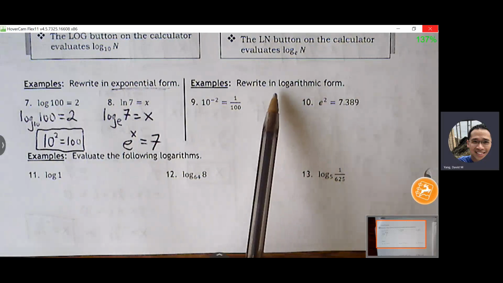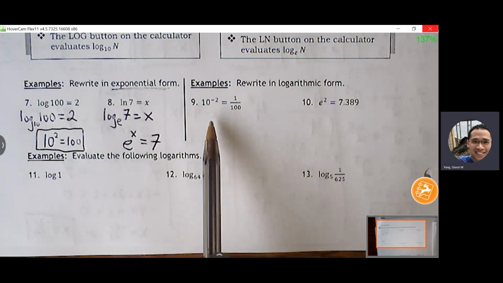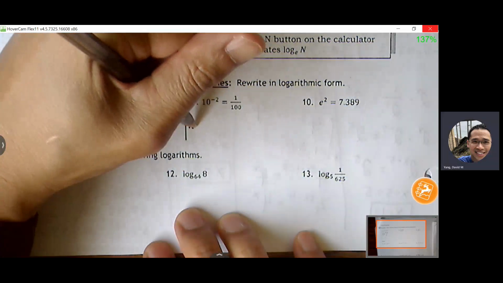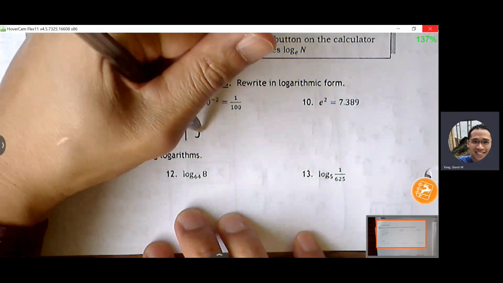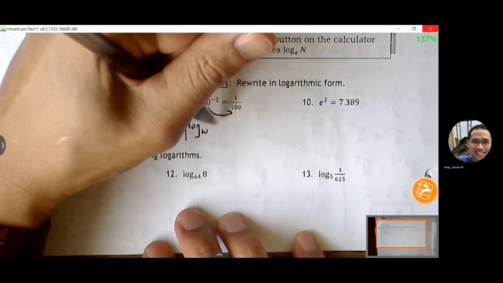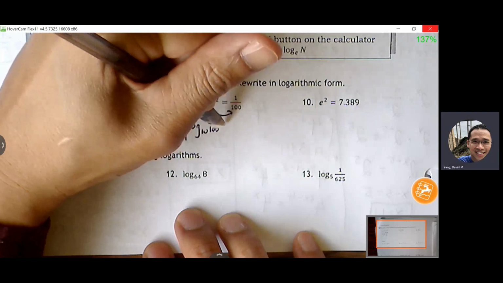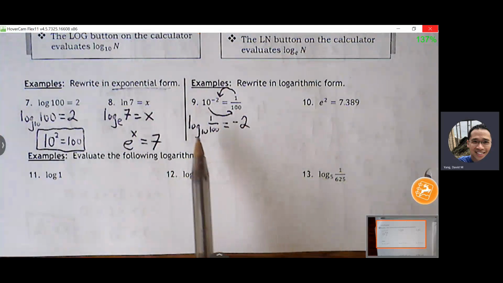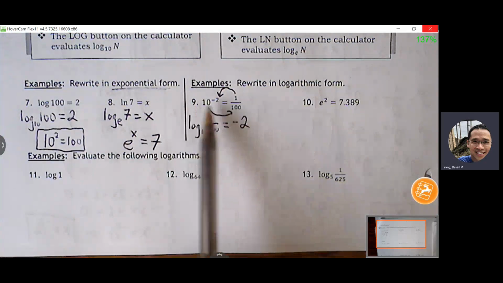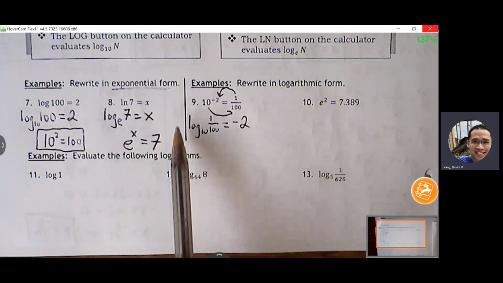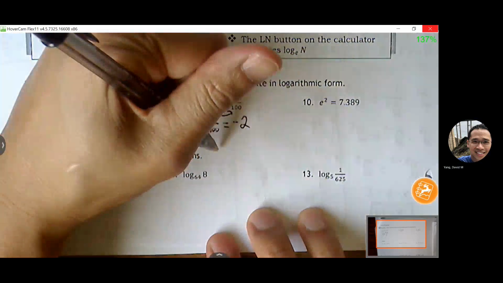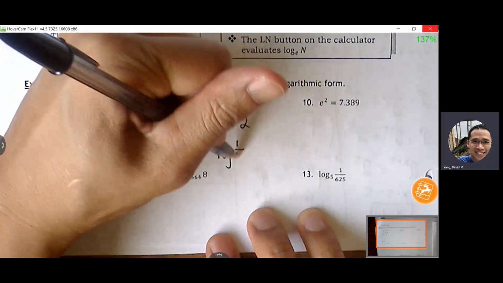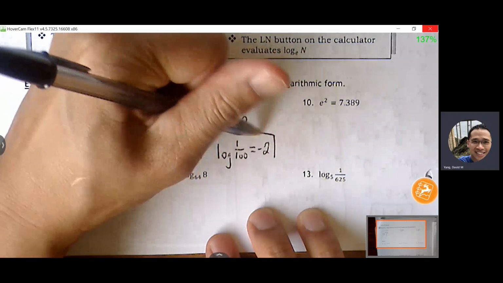Okay, rewrite in log form. Same idea. We know we've got to involve logs. So log, what do we say? Log base 10 of 1 over 100 is equal to -2. Okay, but let's practice getting it into shorthand form. How would you write this in shorthand form, abbreviated form? Just drop the what? Drop the base 10 and just say log of 1 over 100 is equal to -2.